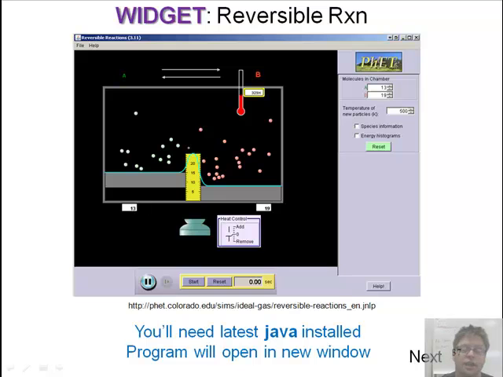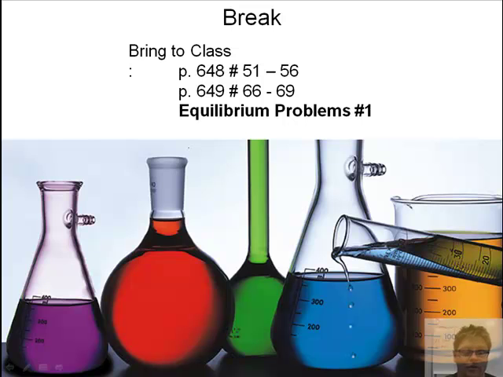This is a widget you can look at for reversible reactions. It's pretty cool. It shows some of the reactions, and you may look at this in class as well as we're working on problems. So tomorrow in class, please bring in the following things. We'll be focusing on equilibrium problems number 1, and then you can also bring in, take a picture of whatever you need to do for your textbook. Bring in these problems. We'll be working on those tomorrow in class. Have a good night. I'll see you tomorrow.